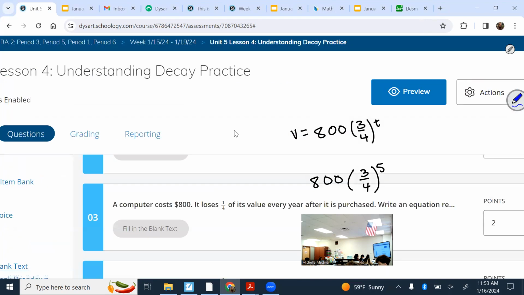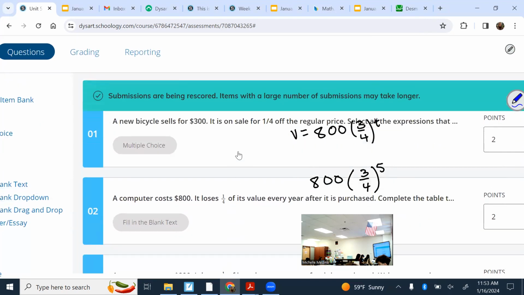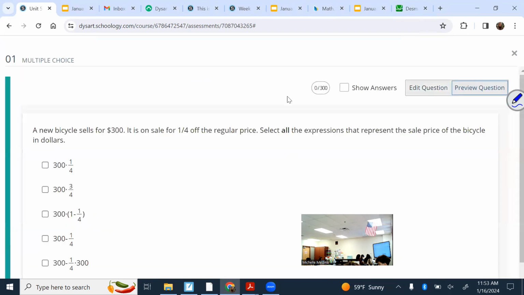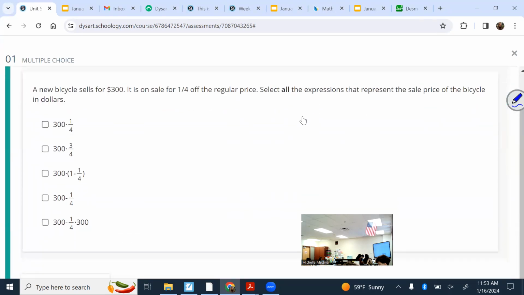The bicycle one, yes. The one that says a new bicycle? Okay. So a new bicycle sells for $300. It is on sale for 1/4 of the regular price. Select all the expressions that represent the sale price of the bicycle in dollars. So one thing I would probably do as well is figure out what the sale price is so that I can verify all these answers. Because it's a select all, you have to check them all.